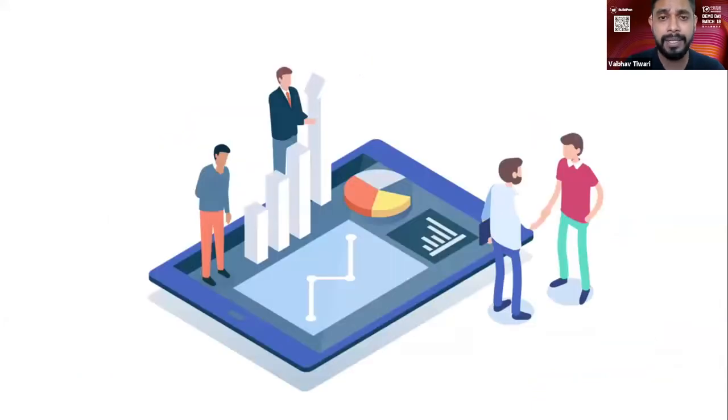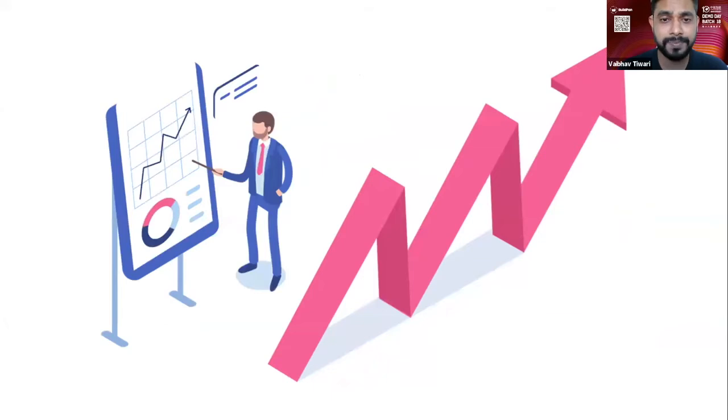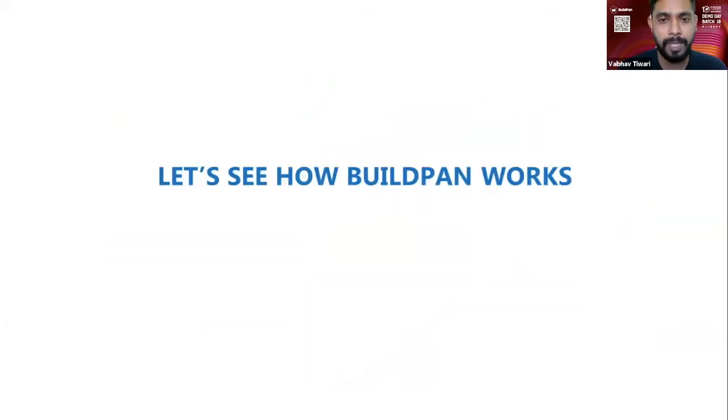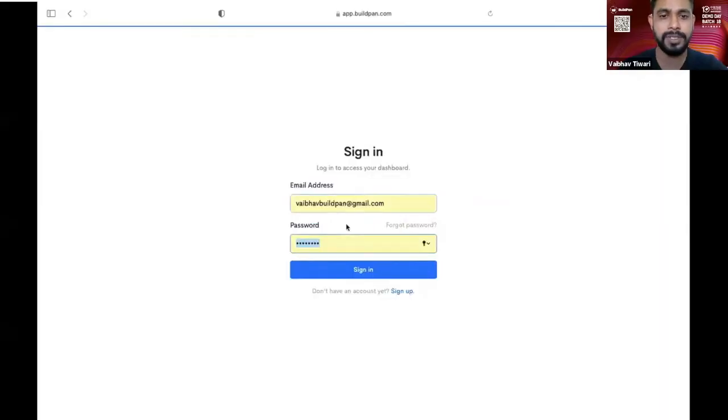With BuildPan, Mike's team is 33% more efficient. That means they can handle and complete projects 50% faster and double the revenue. Now let's see how BuildPan works. The process is very simple.